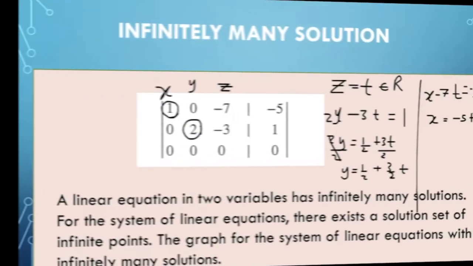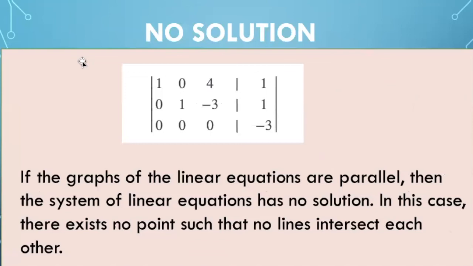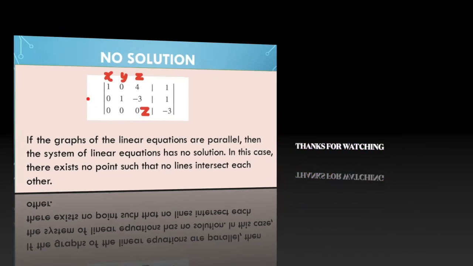Now, the last solution that we look at is when we have no solution, and that's when you have 0 equal a number in the last row. I would say this is x, y, and z. I cannot say 0z equal minus 3. So there is no point of intersection. So therefore, no solution.